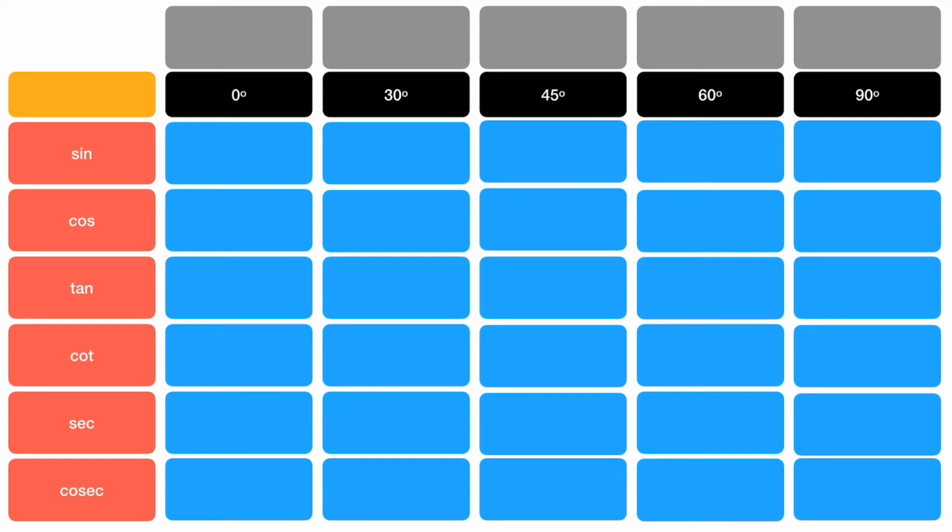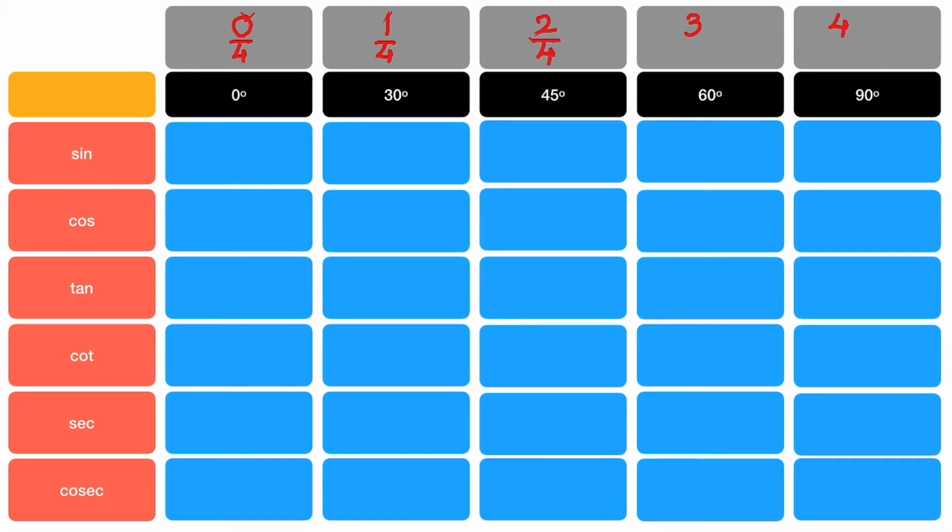Firstly, we shall draw a table as follows. In the first column, we shall write the trigonometric ratios: sine, cos, tan, cot, sec and cosec. And then the standard angles are to be written in the first row. Then we write the numbers 0, 1, 2, 3 and 4 above the values of the standard angles.